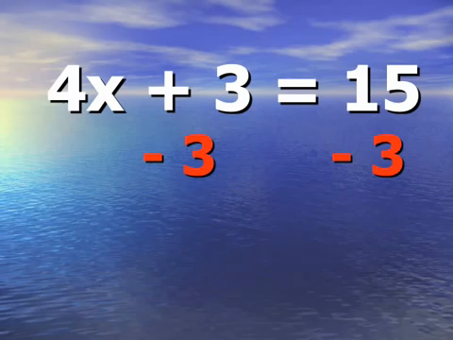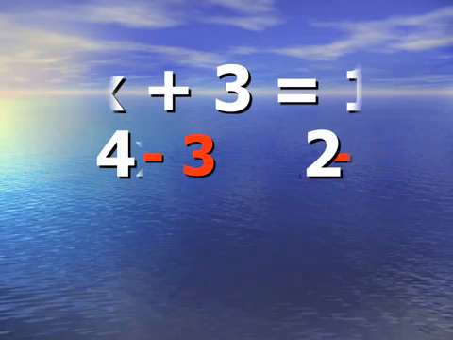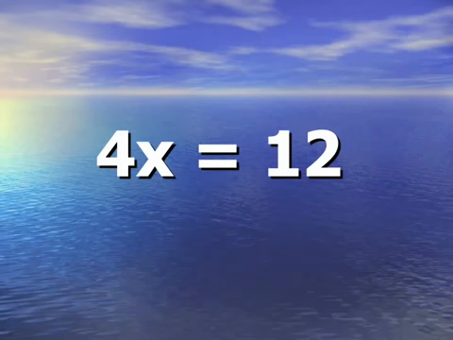Please also note that when I take away or add to both sides, I stack up my values directly below each of the terms on opposite sides of the equal sign. Just a little tip. After a little computation, I get 4x is equal to 12.